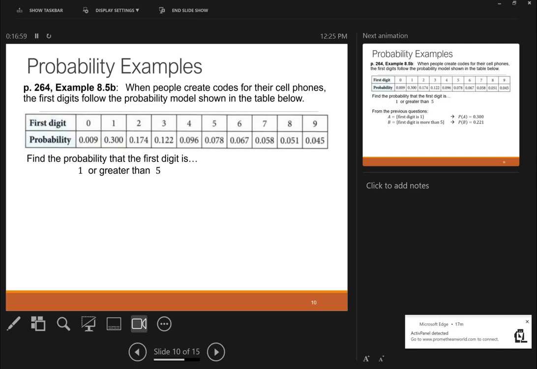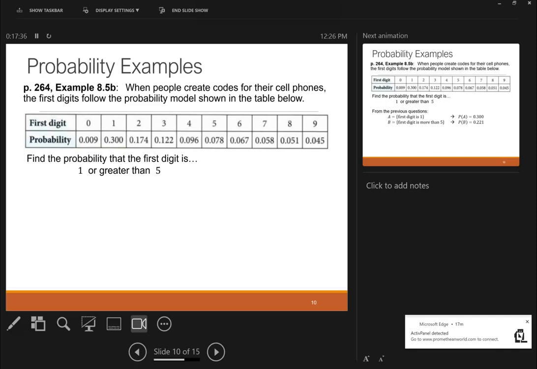Okay, how about the probability the first digit is 1 or greater than 5? Notice that this is a compound event. This is a union. What word in this event tells you that it's a union of two events? Or is correct. So how many outcomes are in the event the first digit is 1? Just 1, right? How many outcomes are in the event the first digit is greater than 5? 6, 7, 8, 9, right?